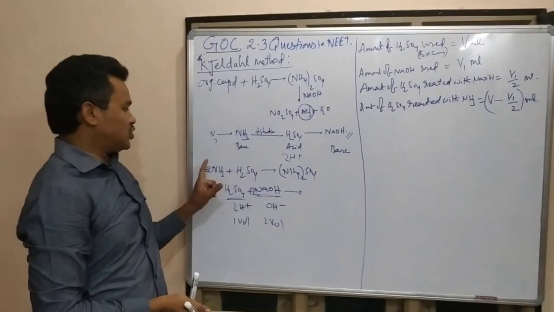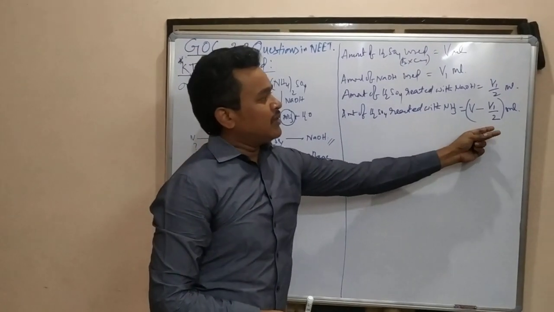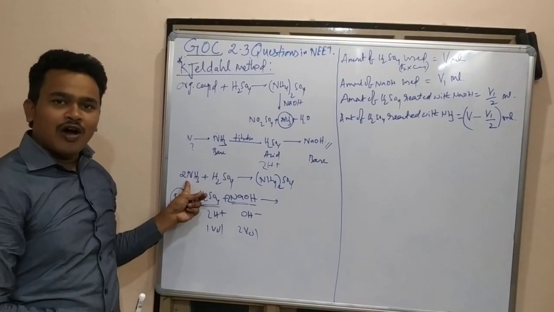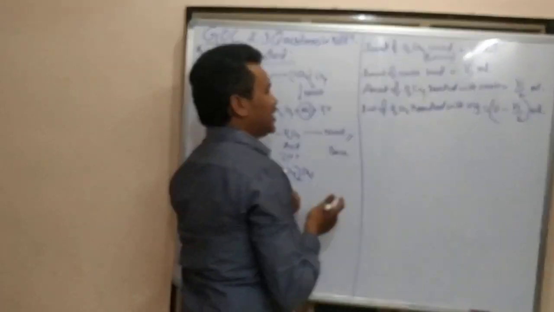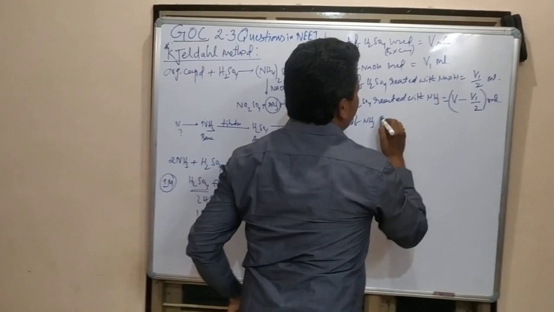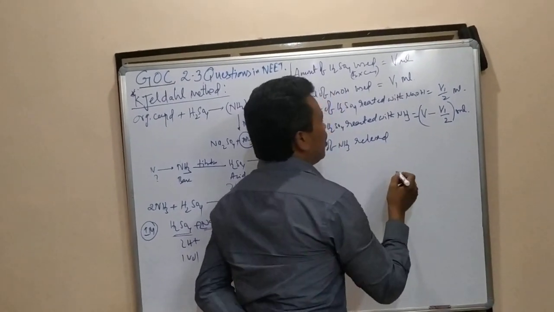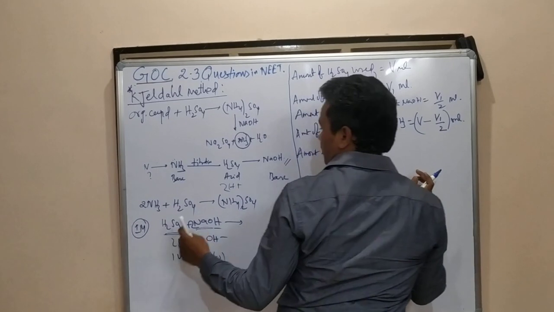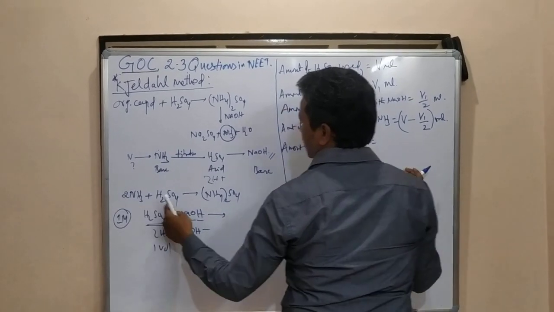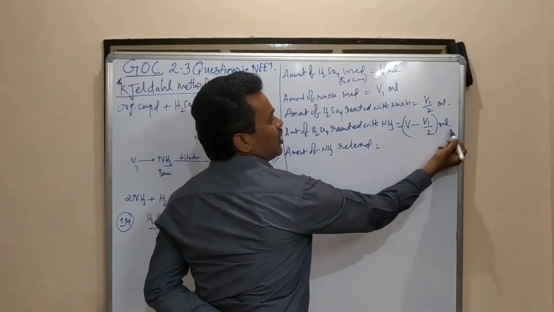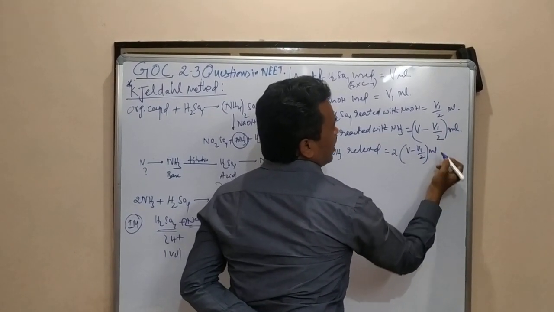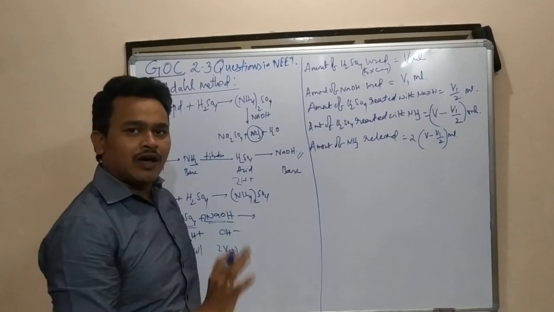Again, how much? This much ammonia reaction. 1 mole of H2SO4 means 2 moles of ammonia. This many mL of H2SO4 means how many? Double the amount of ammonia released in the process. So the amount of ammonia released is the amount that reacts. Here 1 H2SO4 means 2 ammonias. 1 volume of H2SO4 means 2 volumes. Here V minus V1 by 2 mL means 2 into V minus V1 by 2 mL of what? Ammonia. That much mL of ammonia.